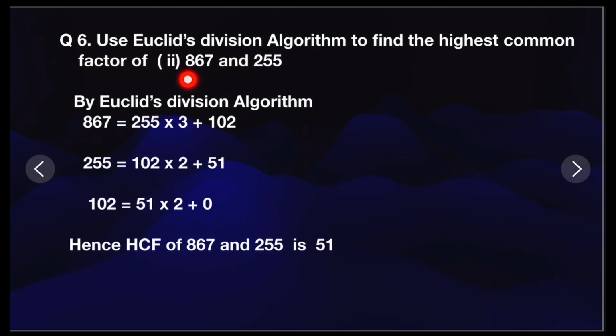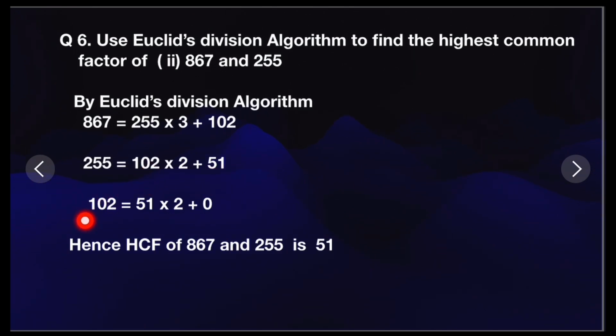Second sum, find the HCF of 867 and 255. Okay, let's do it. Which is the bigger number? Write it as A, write 255 as B. Do the division, you will get quotient Q and remainder 102. Next step, take this divisor as the A, that is the dividend, and take remainder as the divisor. Again do the division, you will get the quotient Q and remainder 51. Now still it's not equal to 0.